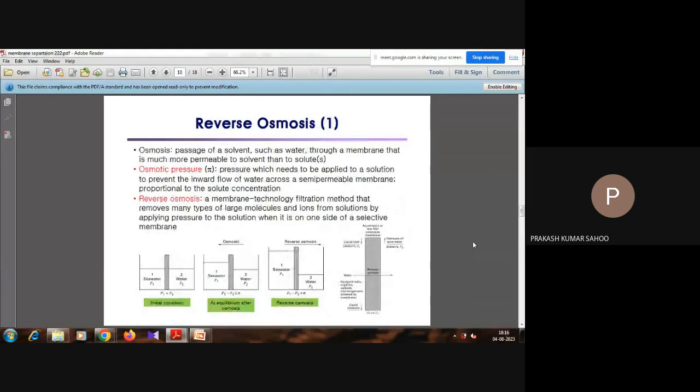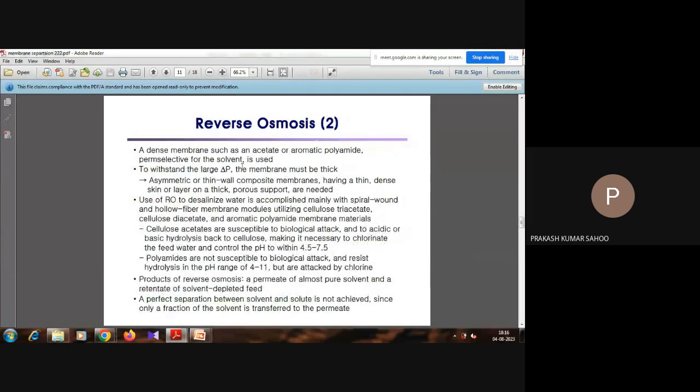Then I just read these things. A dense membrane such as acetic or aromatic polyamide acts as a semipermeable membrane. It's reverse osmosis. And we need asymmetric or thin-wall composite membranes having a thin dense skin or layer on a thick porous support. Here the pH is maintained at 4.5 to 7.5, and polyamides are not susceptible to biological attack and resist hydrolysis in the pH range of 4 to 11.